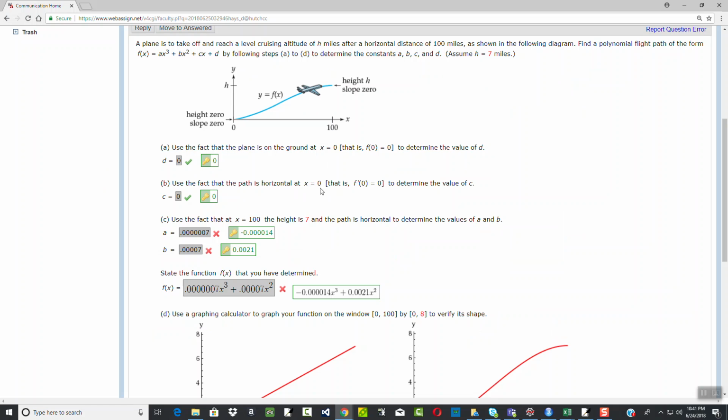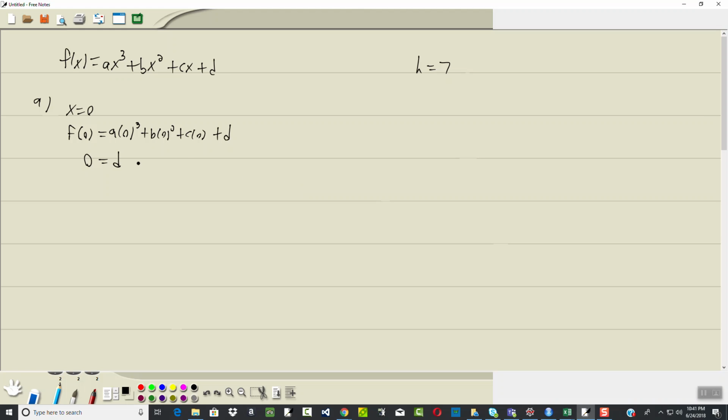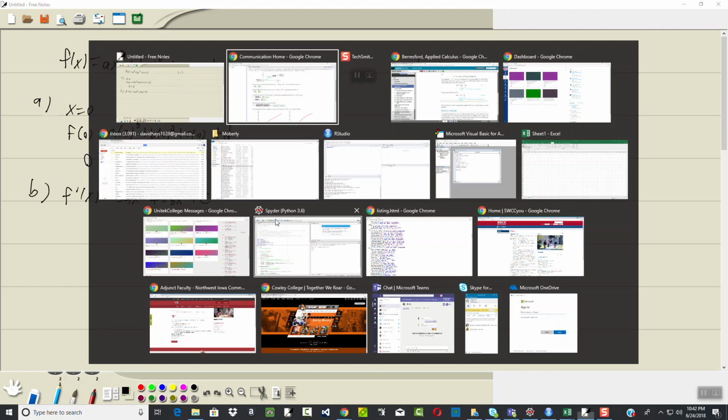Use the fact that the path is horizontal at x equals 0. That is, f prime is equal to 0, to determine the value of c. The f prime here implies finding the derivative. So if I take the derivative of this, f prime, take 3 out in front, we get 3ax squared. Take 2 out in front, and we get 2bx. And this would give us c, and then d would go to 0. Okay, that's our derivative. What else do they tell us?